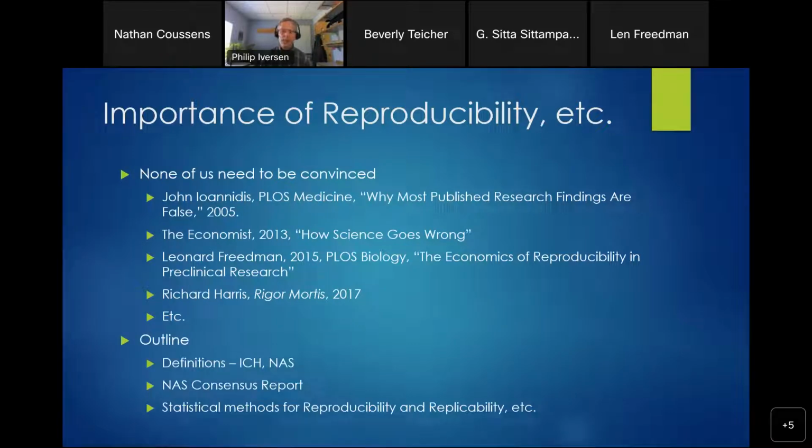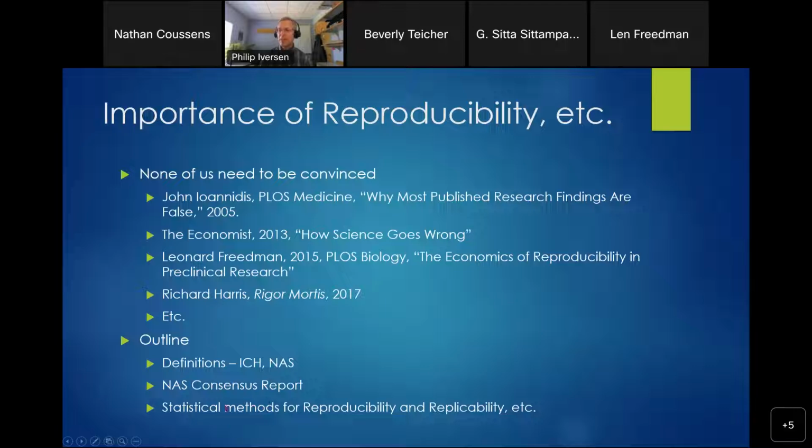And so my high-level outline is to first cover some definitions, both from the ICH, the International Conference on Harmonization, and more recently the NAS, the National Academy of Sciences. They published a consensus report on reproducibility and replicability in 2019 that I've just recently come across, thanks to Sita and Nathan. But I have some highlights and some summaries of that report and some comments to make about that.